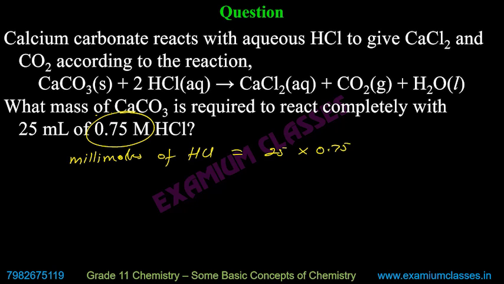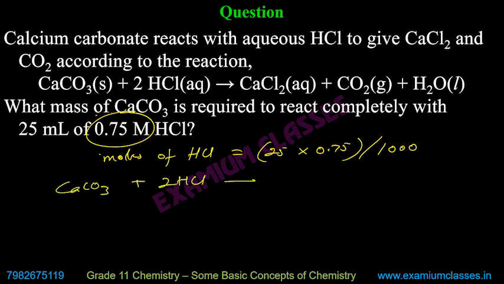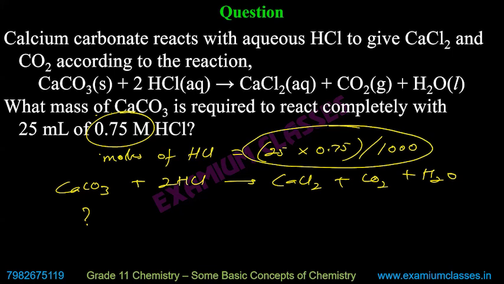This is a millimole. So moles of HCl will be when you divide this by 1000. These many moles of HCl you have. Now, if I write this reaction, CaCO3 plus 2HCl gives CaCl2 plus CO2 plus H2O. The question is, what mass of CaCO3 will be required to completely react with these many moles? That's the question simply.